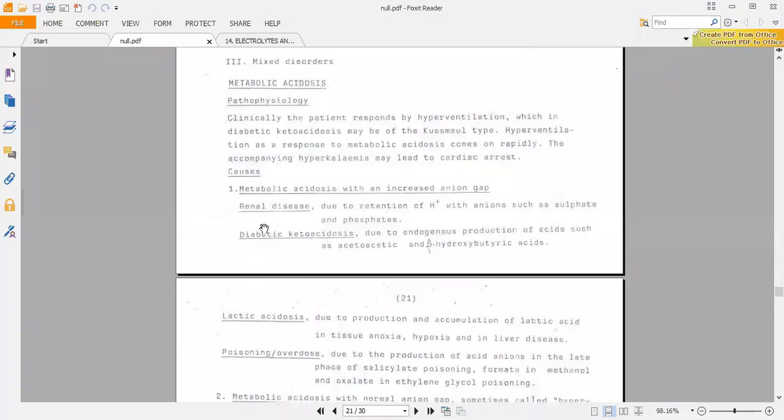The same goes for someone with renal disease. If you have renal disease, you retain the H plus ion, and you also retain sulfates and phosphates. The sulfates and phosphates are also unmeasured anions, so their presence will increase the anion gap. We also have lactic acidosis. Remember, lactate is also an unmeasured anion. Because it's an acid, it will cause acidosis, and because it's an unmeasured anion, it will also increase the anion gap.